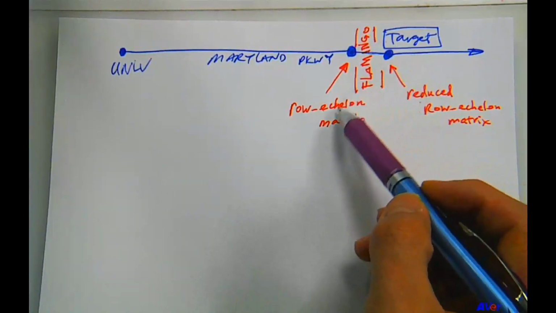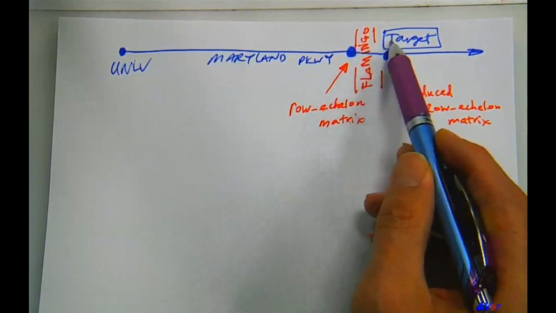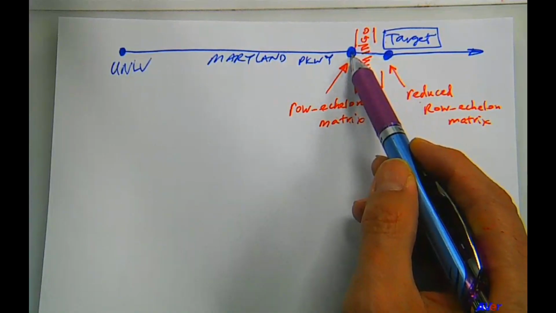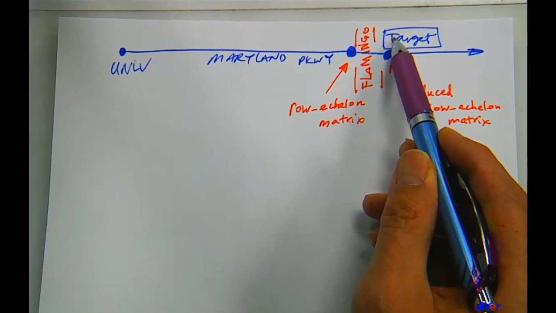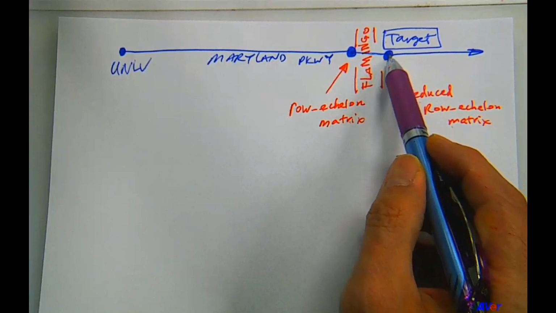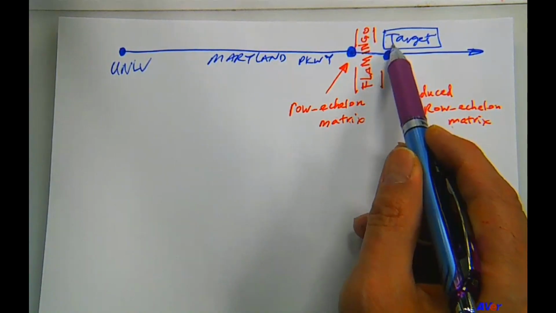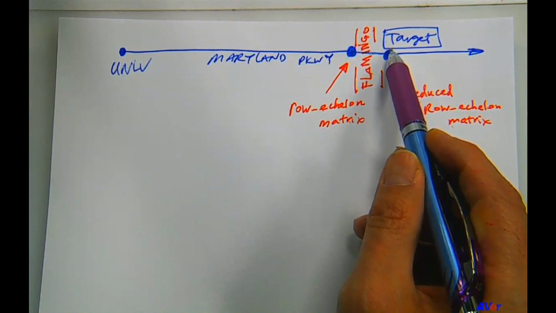But the row echelon matrix, you've got to do a little more work. If you stop here, you've got to do a little more work to get to your destination, whereas the reduced row echelon matrix, if you ride the bus that much, then you're right there. You're right at the solution point.